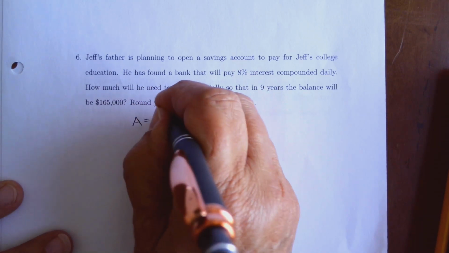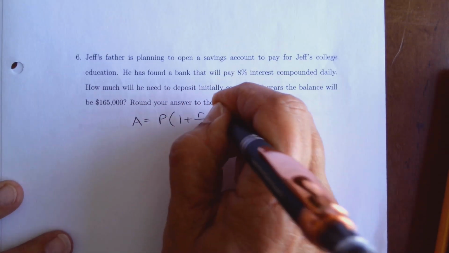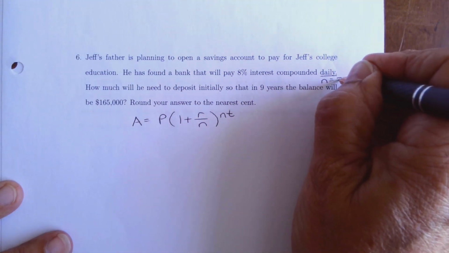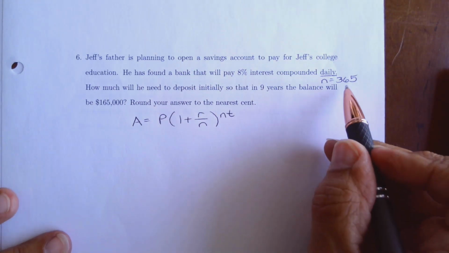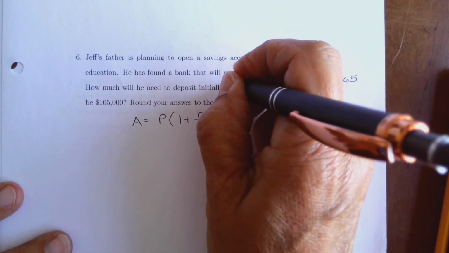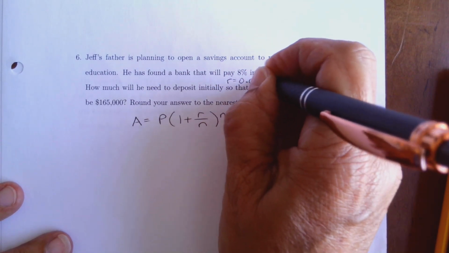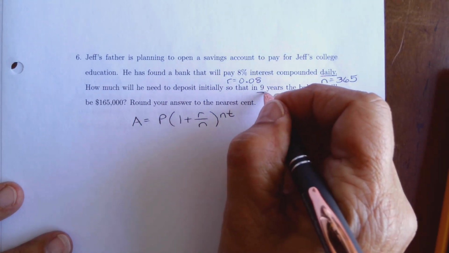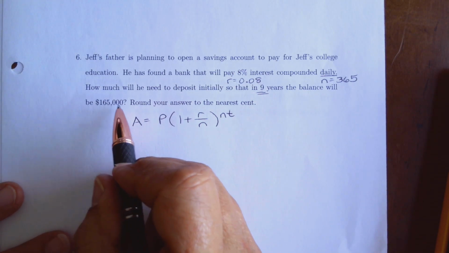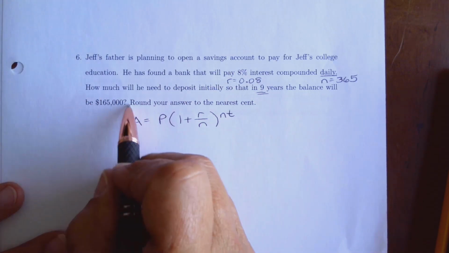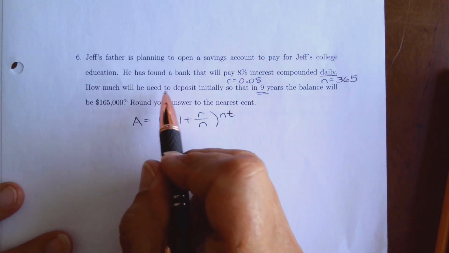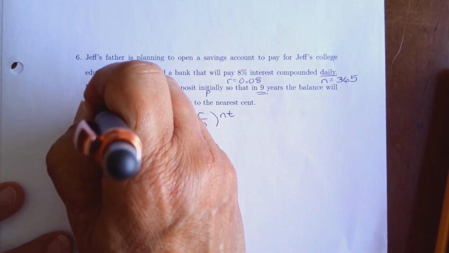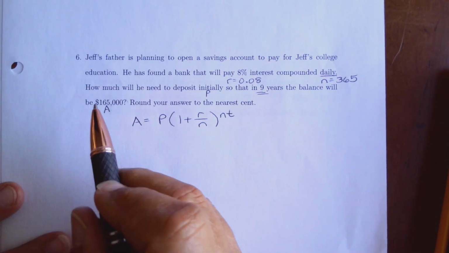All right, so this one's a little different. It's not continuous, it's daily. Daily means N is 365 days in a year, so N would be 365. We have his interest rate, 0.08. Now, we have the time, 9 years. But what we were given is how much he will have after the 9 years. This is asking how much will he need to initially deposit. That's P. So we're looking for P. This is A. Okay, this is how much will be in the account.